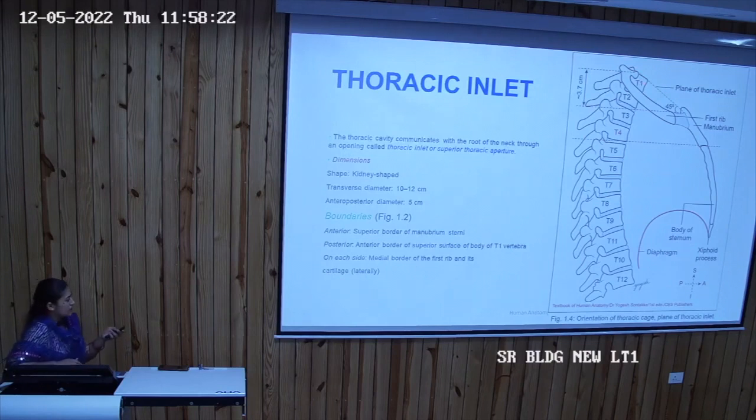Laterally, then what is the angle of inclination of this thoracic inlet?